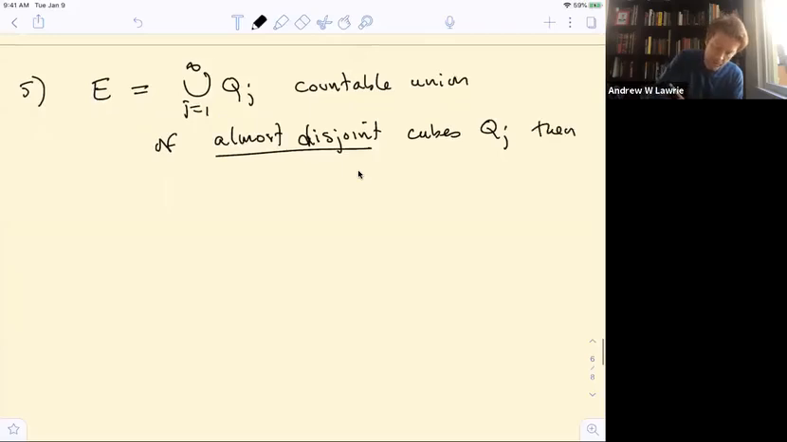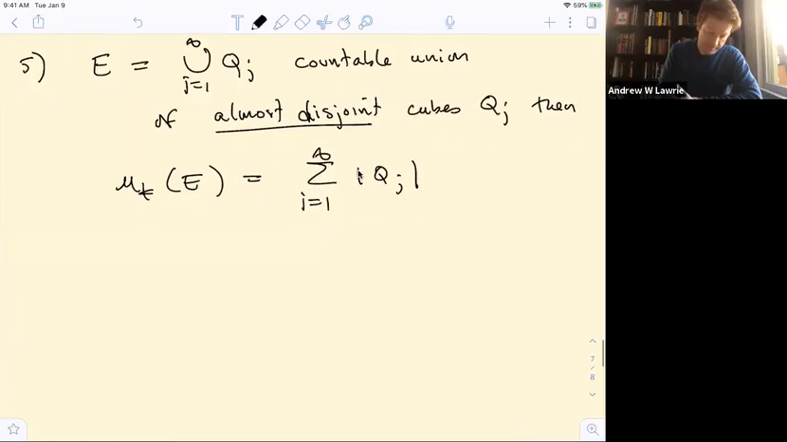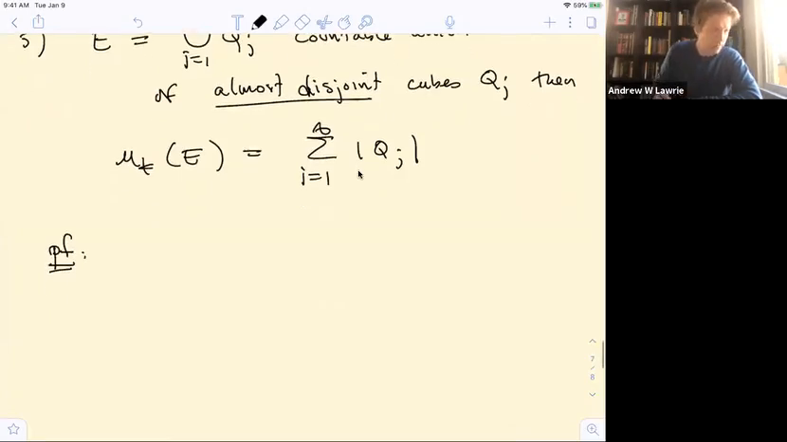Then mu star of E is equal to the sum of the measures of the QJ, the volumes of the QJs. Now we have true additivity here. So if my set happens to be equal to such a countable union, then the exterior measure is like this. Proof.